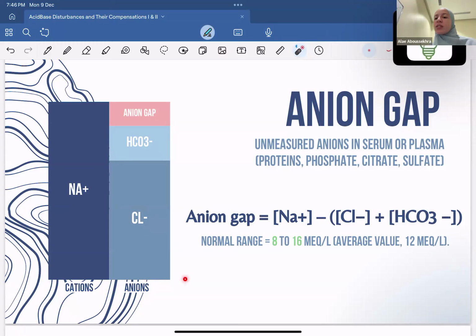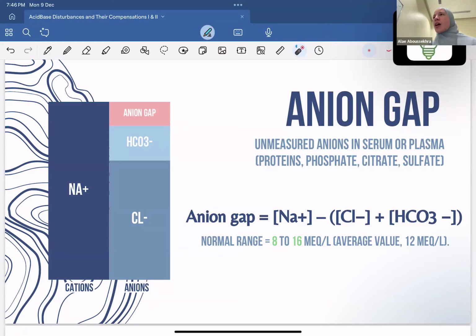But if you measure just these two, they're not going to equal the sodium. And we need there to be a balance and electroneutrality between the anions and cations. So if we calculate it, we take the sodium minus the chloride plus the bicarbonate. So these two, and we calculate it, we're going to get this anion gap. It's a number that ranges between 8 and 16, and the average is 12.